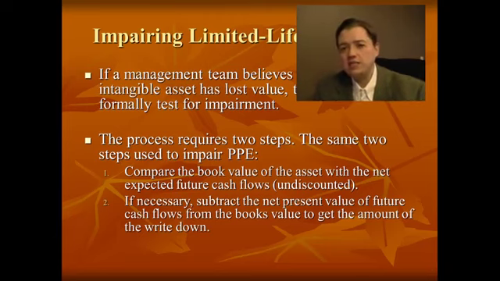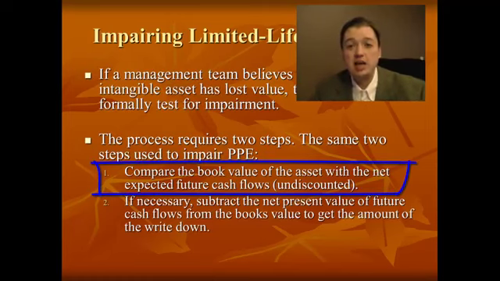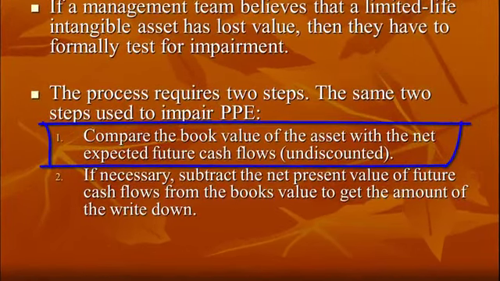In order to do the test, companies will assess all the future cash flows they think they'll get from this intangible asset. They won't discount them for time value. They'll get a raw amount. They'll compare that with the book value of these intangible assets. Book value, remember, is historical cost minus accumulated depreciation. So we compare these raw, undiscounted future cash flows with book value, and if the book value is higher, then we've got a problem. Because it means we think we're going to get all this cash in the future, but we show the asset as being worth even more than all these cash flows.